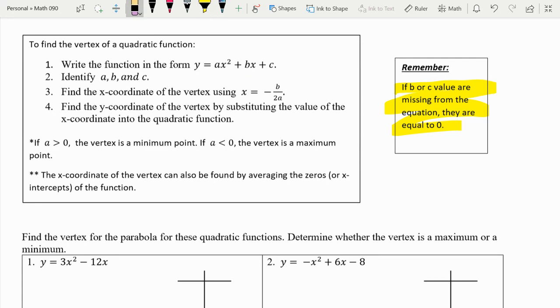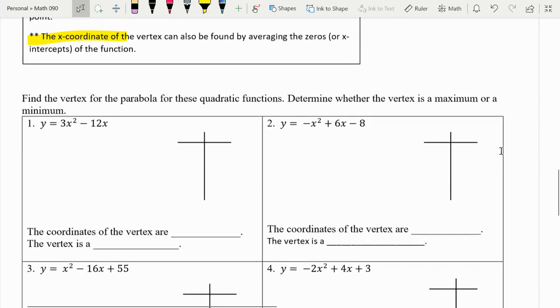Now to find the x coordinate of the vertex, you have to know this formula right there. You have to know it. X equals negative B over 2A. I'll get into this stuff as we start to go through the problems. I don't want to bore everybody.